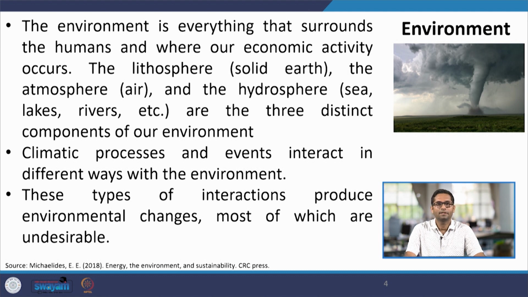The different kinds of climatic processes and events interact among themselves. Take the example of a hurricane or a cyclone. It would be generated in the atmosphere because of the different kinds of currents. It will pick up the moisture or water from the hydrosphere or the different water bodies, and eventually it would lead to a lot of destruction on the land in terms of soil changes, and that happens in the lithosphere. So it's mainly the different aspects of the environment interacting among themselves.